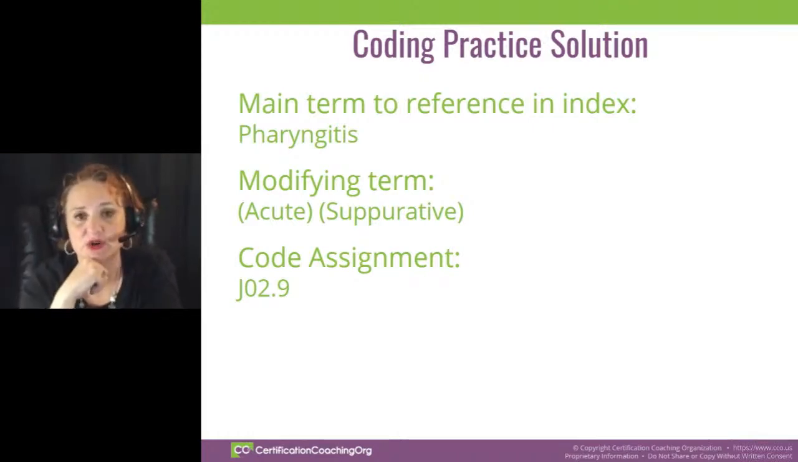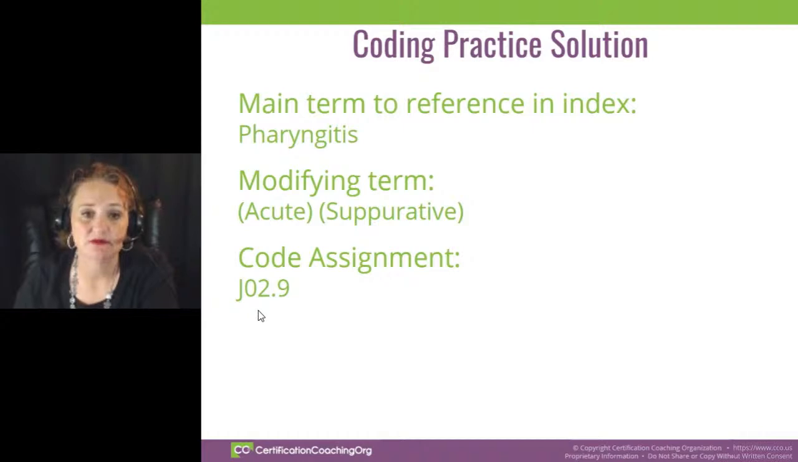We're going to go look that up in the tabular and see if there's any other information we need. There might be an indication that we need another code to identify an organism, if in fact that was able to be obtained, and then you would have more than one code.